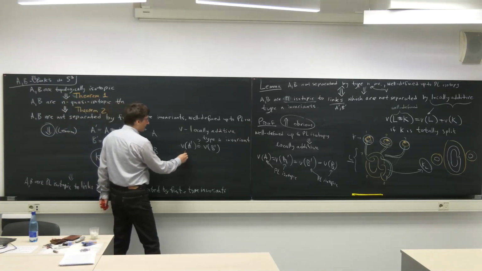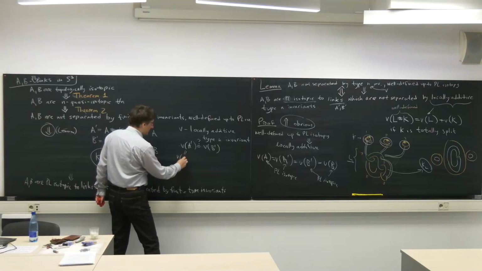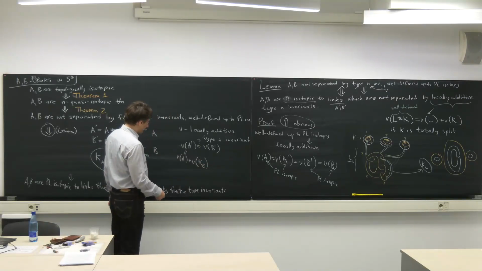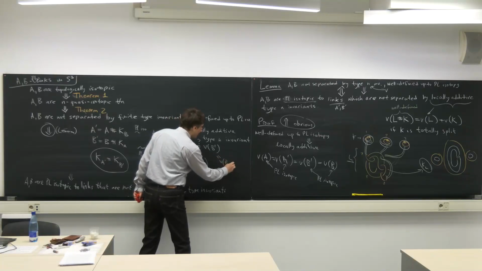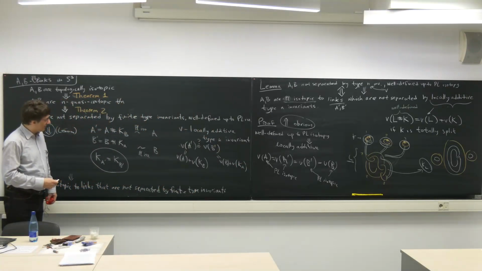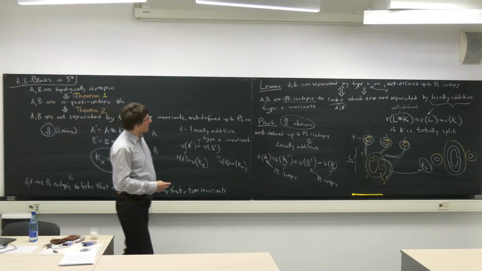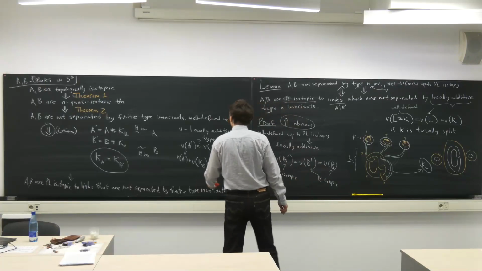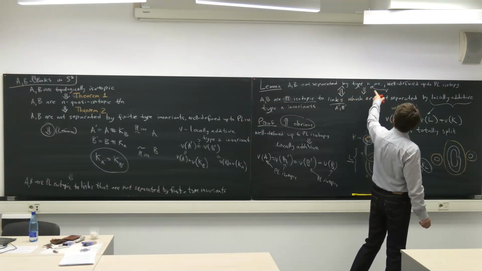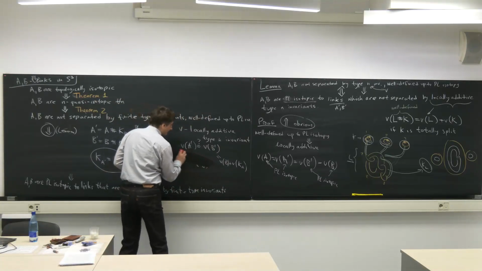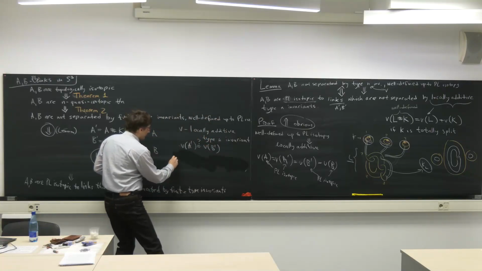But I can write already that V of A prime equals V of A plus V of KB, and this one equals V of B plus V of KA. Now what I know? I know that A and B are not separated by type n invariants. No, I think this is maybe not what I need. I know that A and B are not separated by type n invariants, well defined up to PL isotopy. So actually I want to construct an invariant which is well defined up to PL isotopy. So let's construct such an invariant.